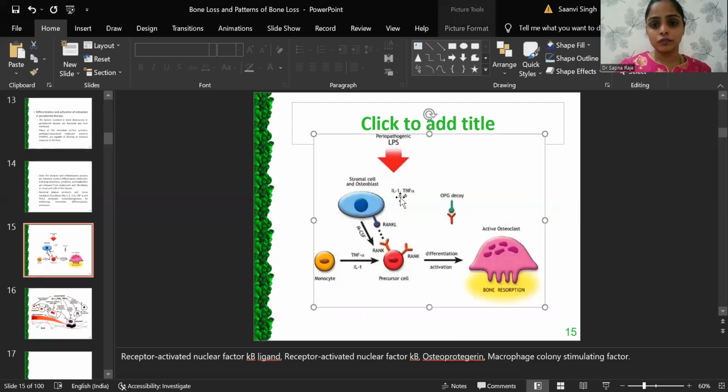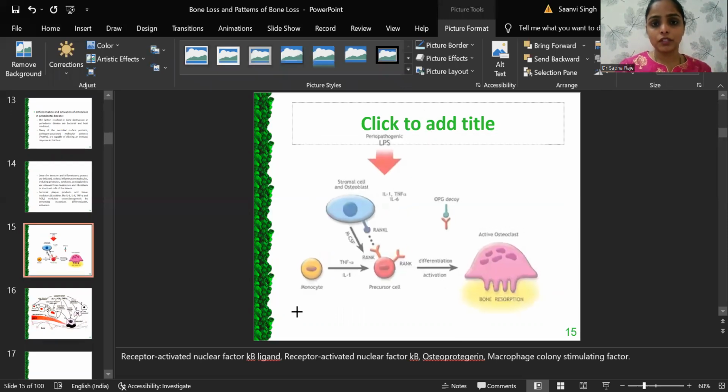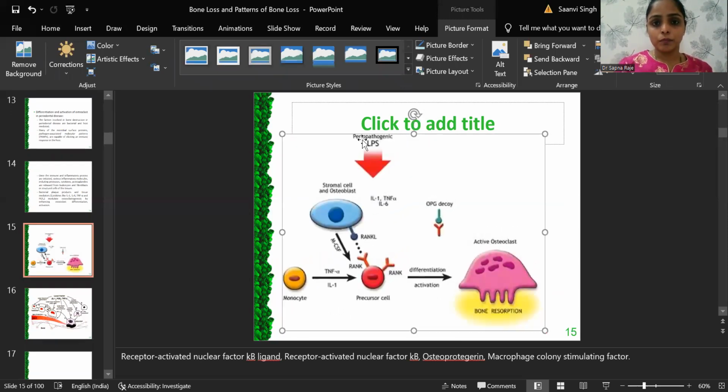This is how you can see in the bigger picture that periopathogenic bacteria which are present release lipopolysaccharides, which release cytokines like interleukin 1, tumor necrosis factor alpha, and interleukin 6. The osteoclast gets activated, and RANK and RANKL formation is present. Then precursor cells differentiate and activation takes place, and active osteoclasts cause bone resorption.